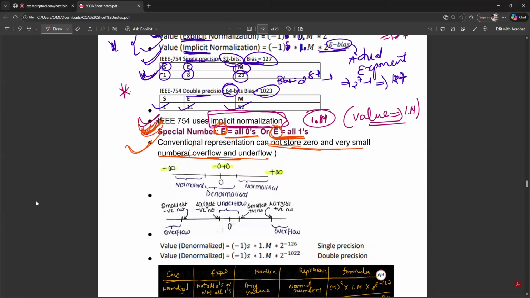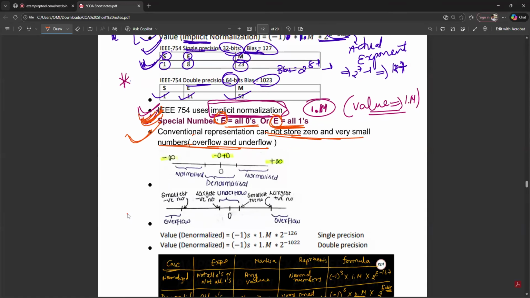See in this particular figure, here is the largest negative number, here the smallest positive number, here the largest positive number, and here the smallest negative number. Beyond these points are overflow, and in between is the underflow. So this conventional representation cannot store very small and very big numbers, which is overflow and underflow. Got it.